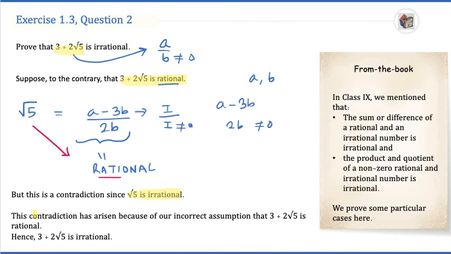Now, why did this contradiction arise? This contradiction has arisen because of our incorrect assumption in the beginning. The assumption was this that we made right in the beginning, supposed to the contrary that this is rational. So our incorrect assumption was that 3 plus 2 root 5 is rational. And now that we know the assumption was incorrect, what can we conclude? That 3 plus 2 root 5 is irrational. Hence, proved.